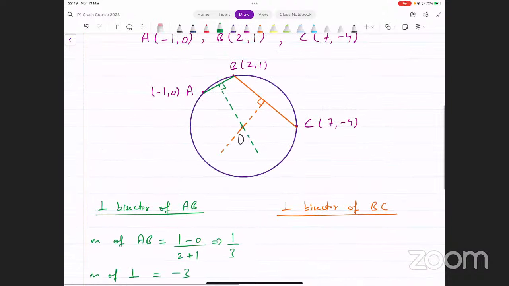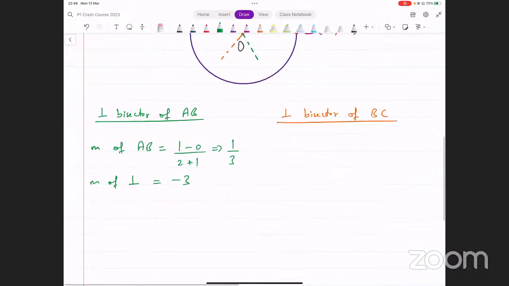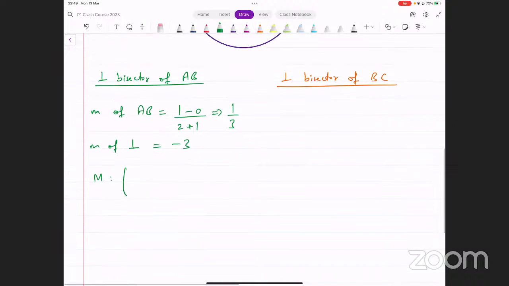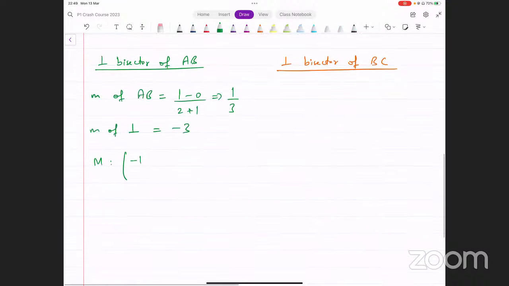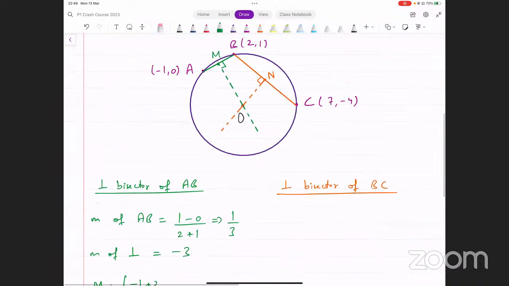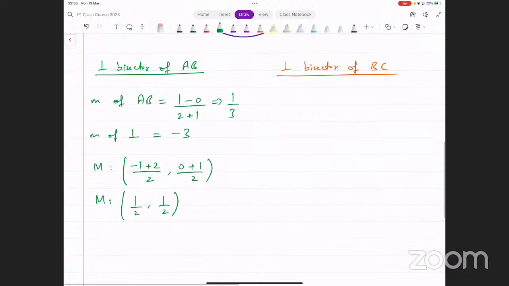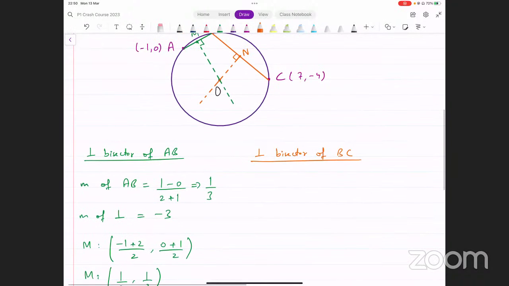Now, what about the midpoint of AB? Let's call this point M, and let's call the midpoint of BC N. Let's find the coordinates of M first of all. M is going to be (-1 plus 2) over 2, and (y1 plus y2) over 2, that's (0 plus 1) over 2. And this turns out to be 1/2 and 1/2. So the coordinates of M therefore are (1/2, 1/2).